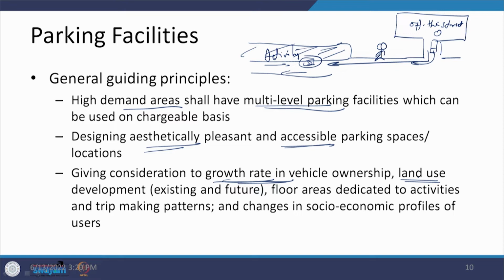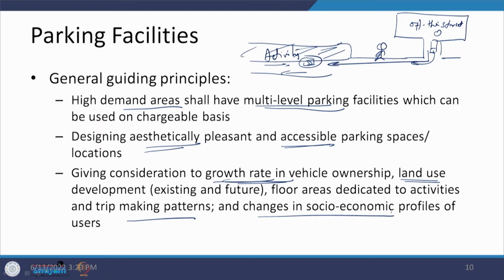Apart from that, the trip making patterns and the changes in the socioeconomic profiles of the users are also going to make a difference. There has been a continuous improvement in living standards, and that may culminate in the purchase of more vehicles by a household. If this is happening, then it means they require more space for the parking of those vehicles. So, that is how things are correlated.